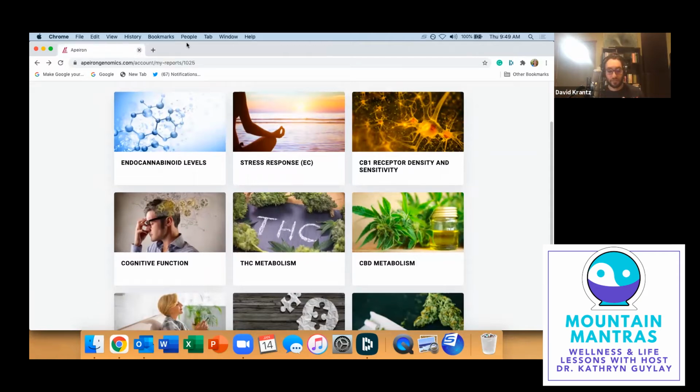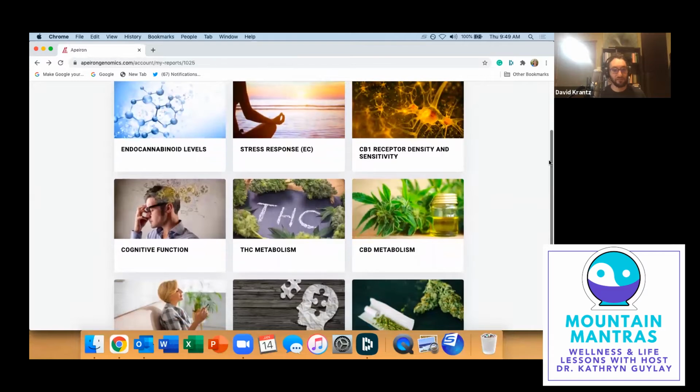And so all these sections are looking at different factors that can help you understand how to use cannabinoids or cannabis products to be the most effective and helpful for your body, and also look at some potential risk factors and ways to optimize use. And also, because the endocannabinoid system is not just about cannabis, there are other herbs and other things that you might be able to use to, say, improve stress response or improve cognitive function. Things like that are in this report.